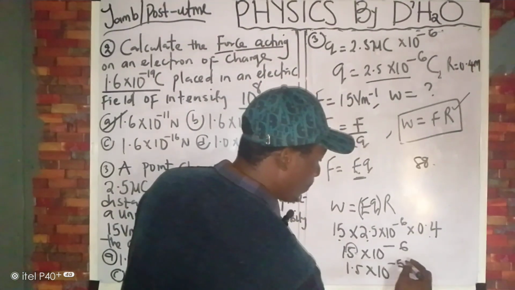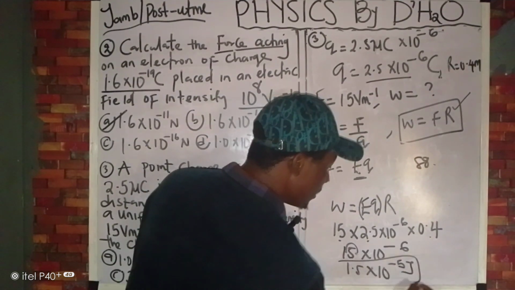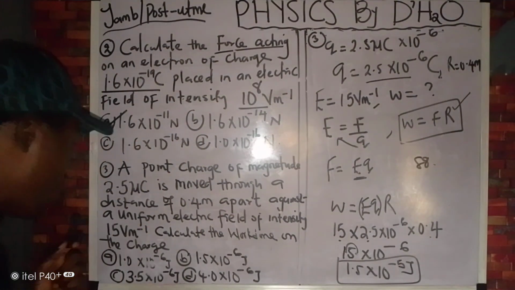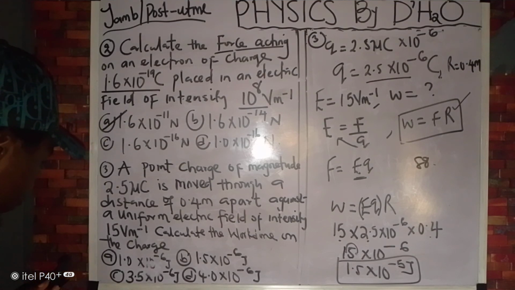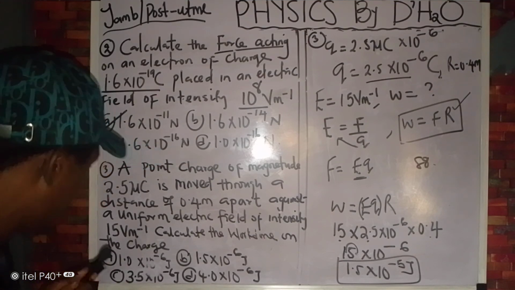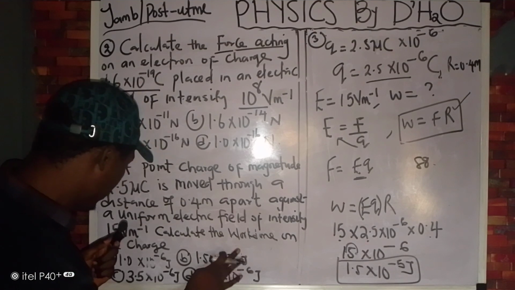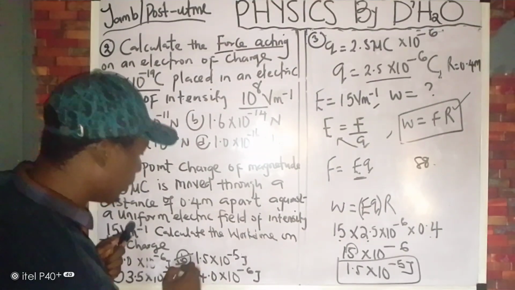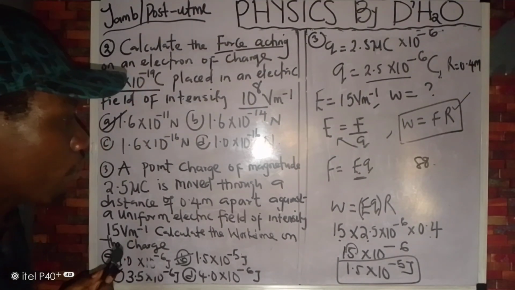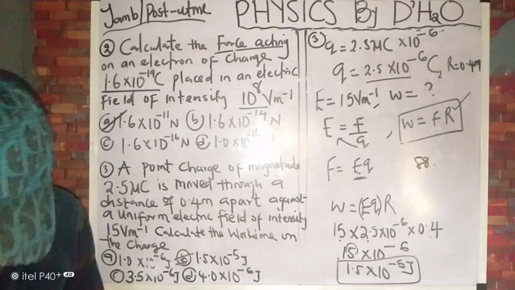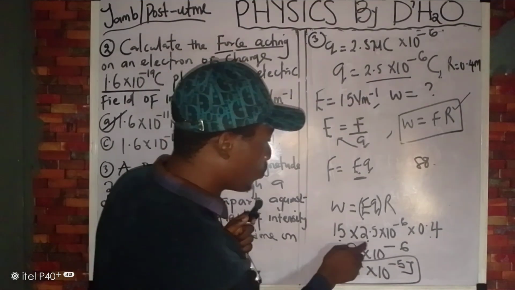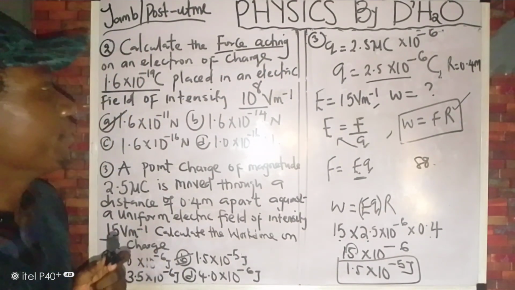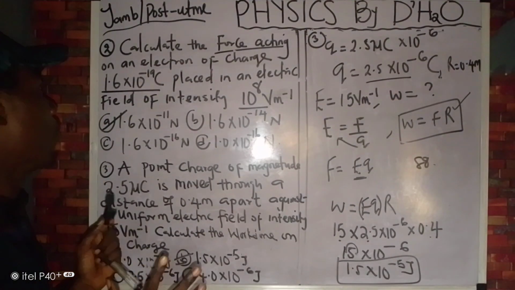Remember, you're looking for work done. So we have minus 5, in joules. This is the work done. So let's quickly look for our answer. Okay, we have 1.5, and I guess this is minus 5. Yeah. So our answer is what now? B, 1.5 times 10 to the power of minus 5, because 15 times 2.5 times 0.4 gives us 15. So we are very accurate and we are correct.